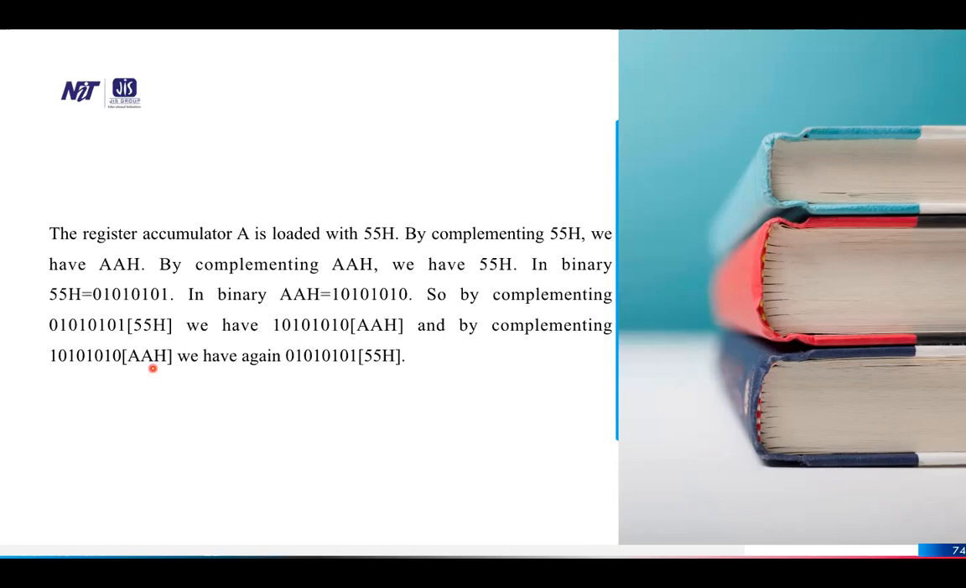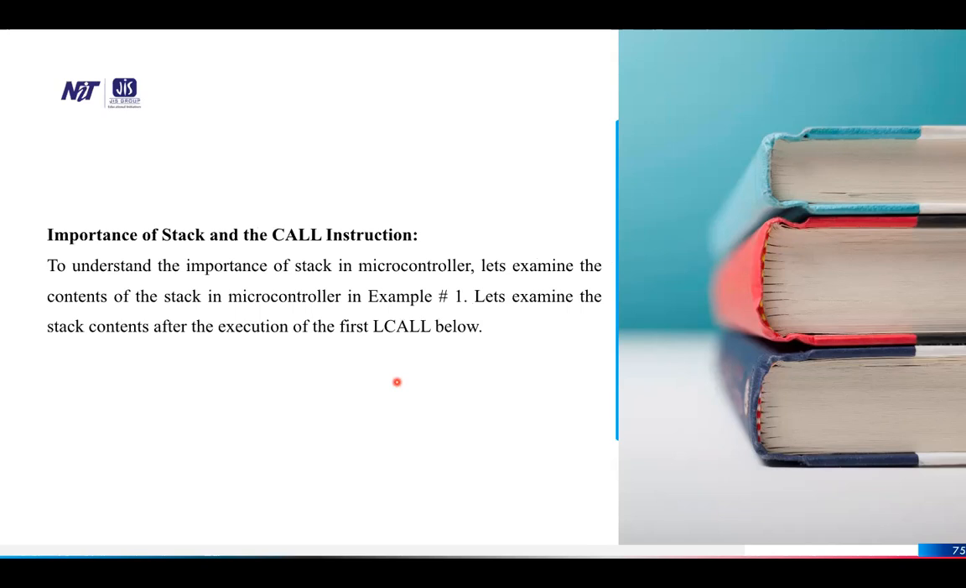The register accumulator A is loaded with 55H. By complementing 55H, we have AAH. By complementing AAH, we have 55H. In binary, this is the value of 55H, and if you complement it, you will get AAH. This is the same thing. So by complementing 55H, we are getting AAH, and by complementing AAH, we are getting 55H. Vice versa.